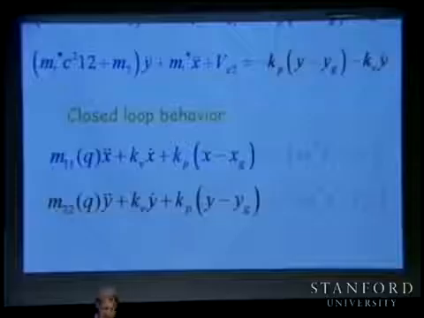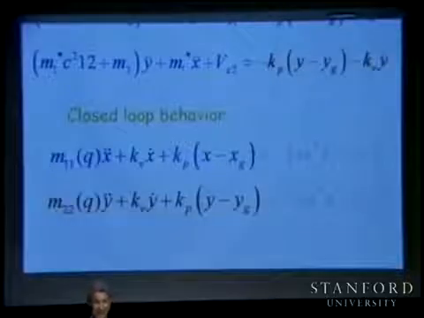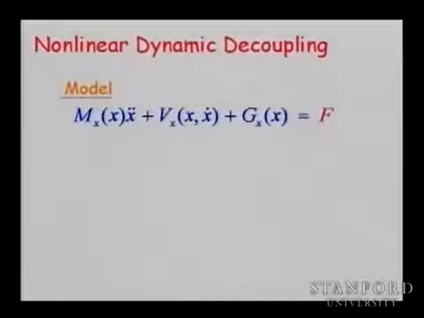Come on, we don't have too much time. What should we do? Decision under constraints. What should we do? Use the model to decouple and linearize the system. So nonlinear dynamic decoupling, it's very simple.